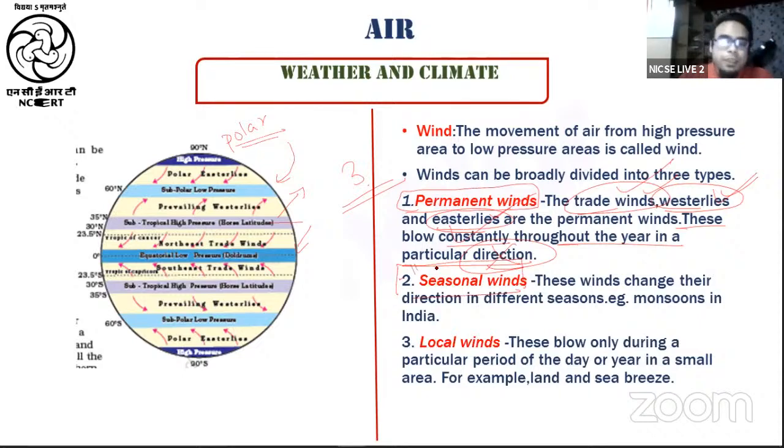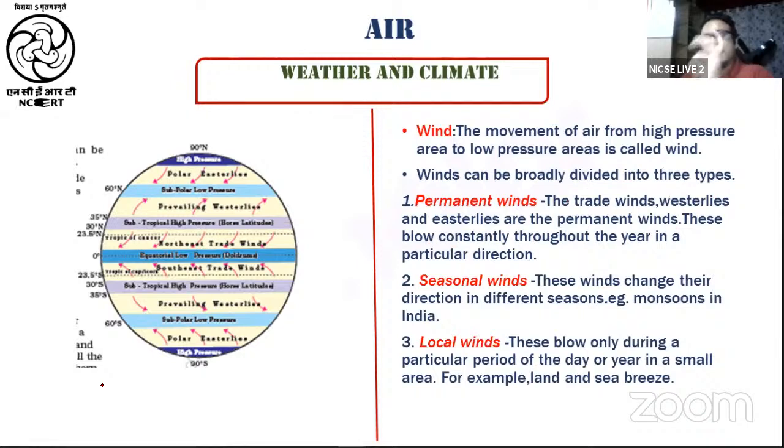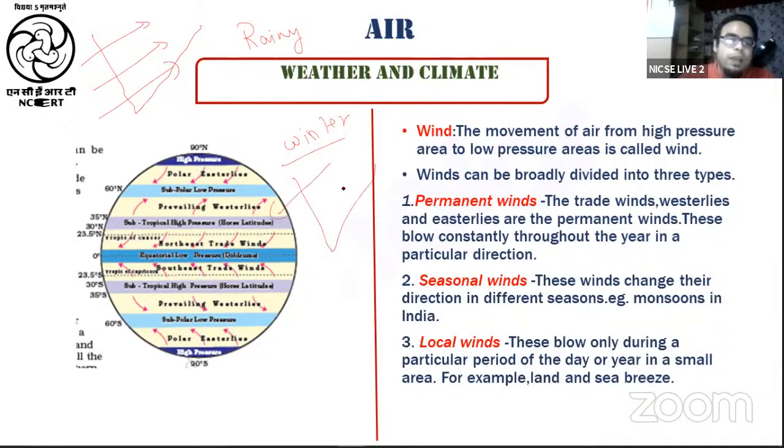Seasonal winds, as the term itself suggests, are those winds which change their direction according to season. For example, these types of winds are seen in India, and your example would include the monsoon, right? If you look at the characteristics of the monsoonal winds, you will notice that during the rainy season, the monsoons flow in this direction. And then during the winter season, the wind blows in the reverse direction. So according to season, the monsoon also changes its direction, right?